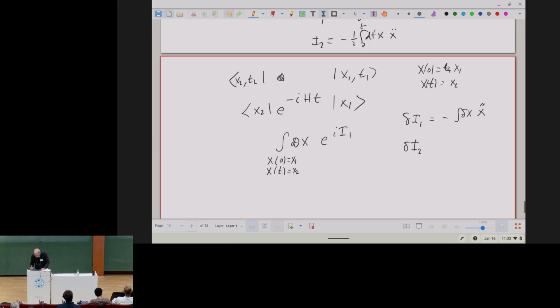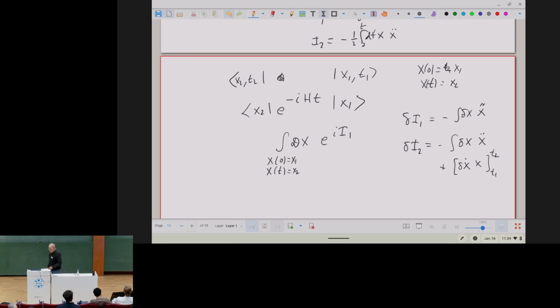The variation of I2 instead is what you want, plus some unwanted boundary terms. There are more terms. Another term you get is delta x dot times x evaluated between the endpoints. That extra term makes it impossible to find a critical point of I2. So I2 is going to be a bad action to use in the path integral. And that's because it had second derivatives of x.